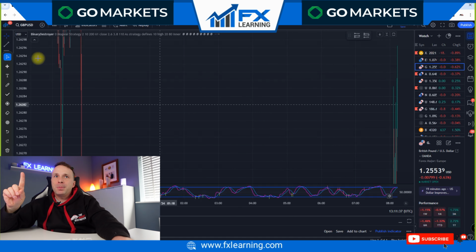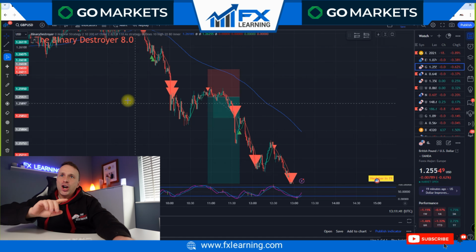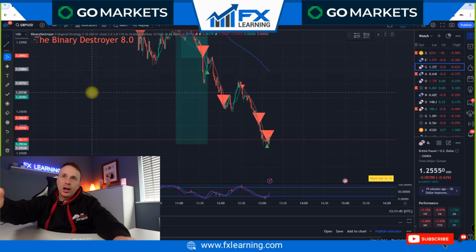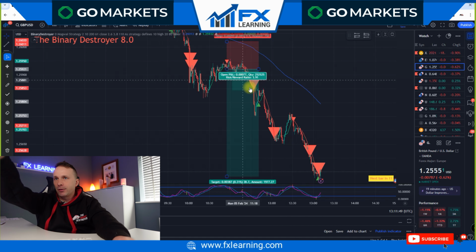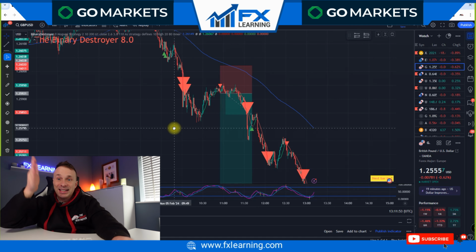GBPUSD, let's look at that one. Okay, look. First pullback. I'm not selling all the way down here. I sold at the top here. I waited for a trade to meet my rules. I took the trade and I've ridden it down. It's the first pullback, right? You see the difference now, how I'm eliminating those losses.